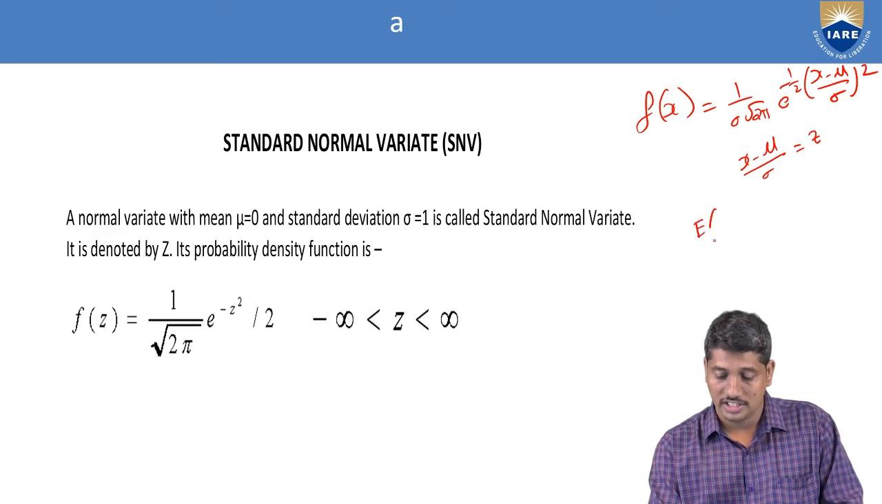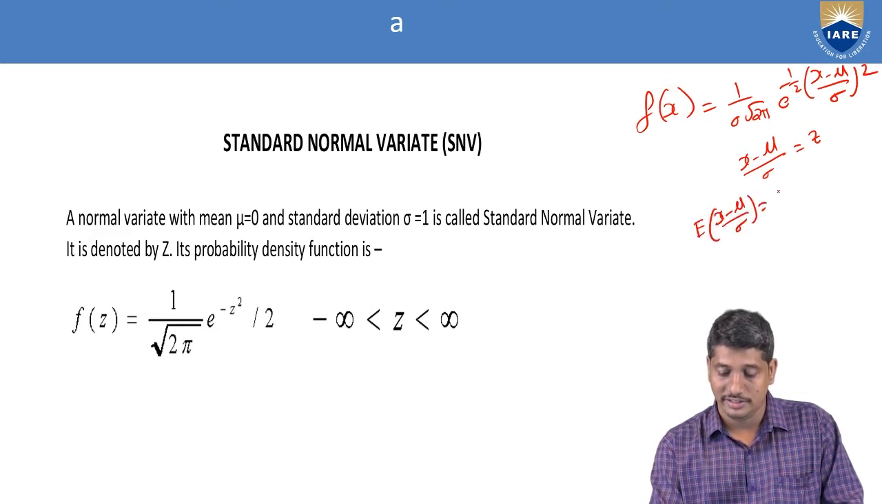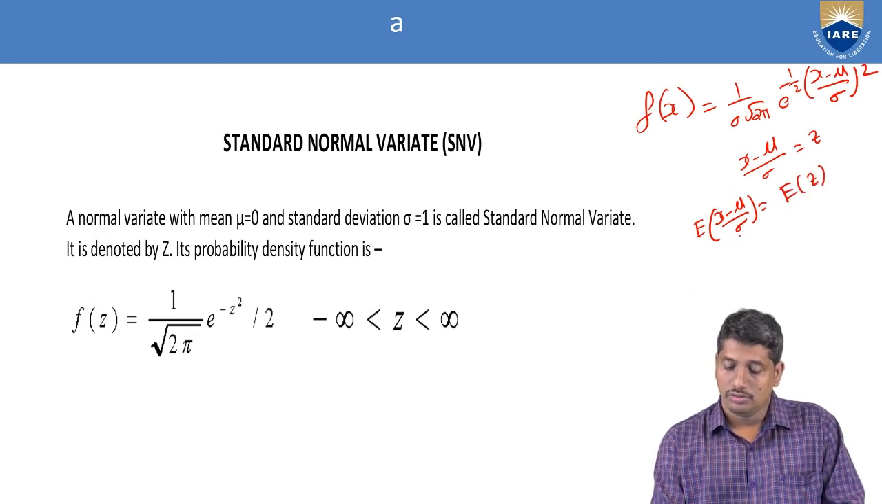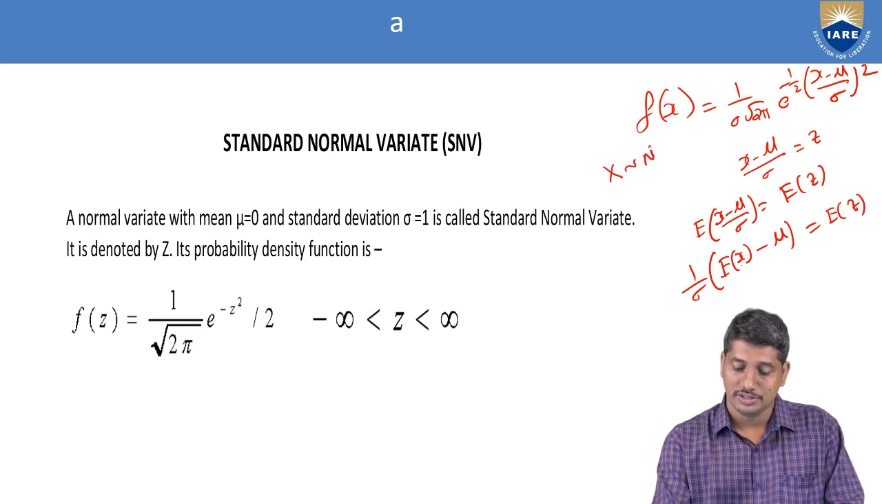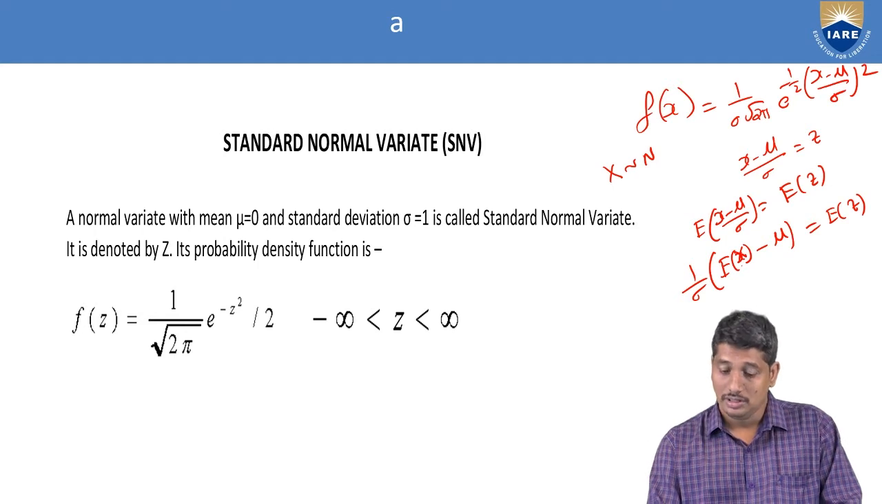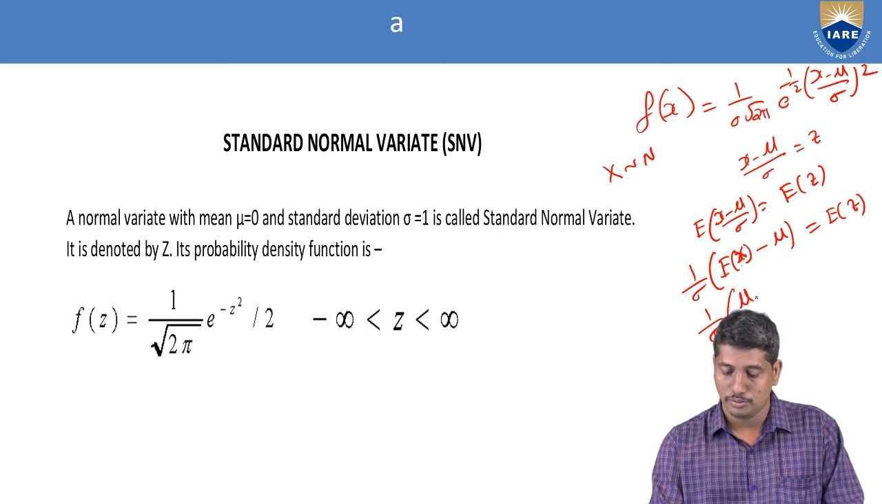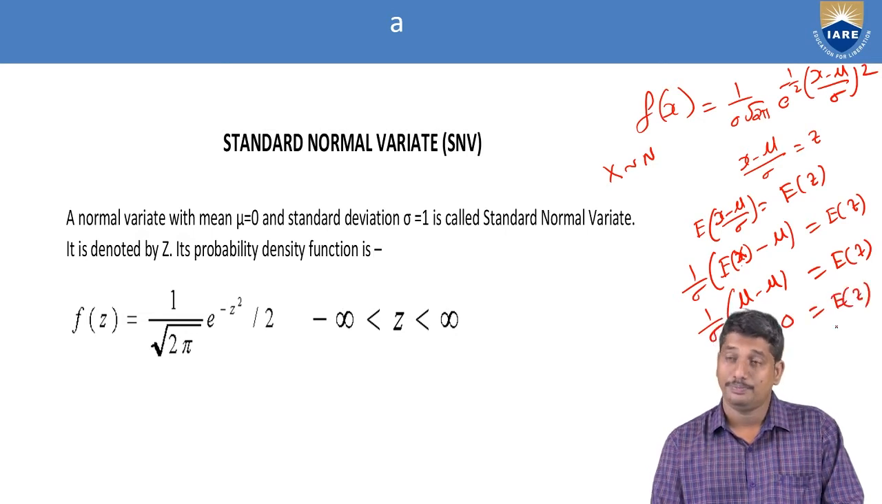E of (x minus mu by sigma) is equal to E of z. You know sigma is a constant, so it can be taken out. So 1 by sigma, E of x minus E of mu. E of a constant is the constant. And x is a normal variate. X follows normal distribution, right? So the normal mean is mu, which we are going to prove. So mu minus mu is equal to E of z, and hence this is 0. E of z is 0.